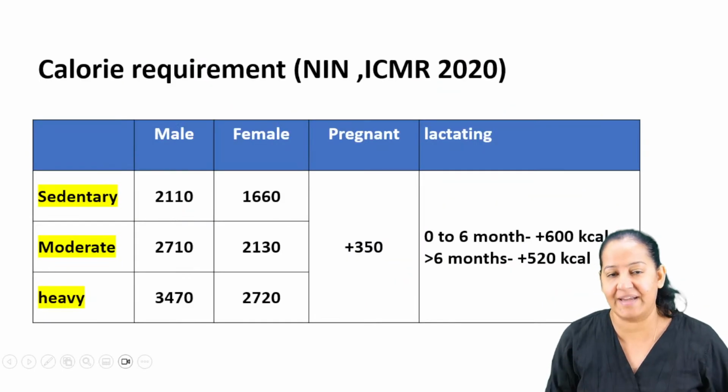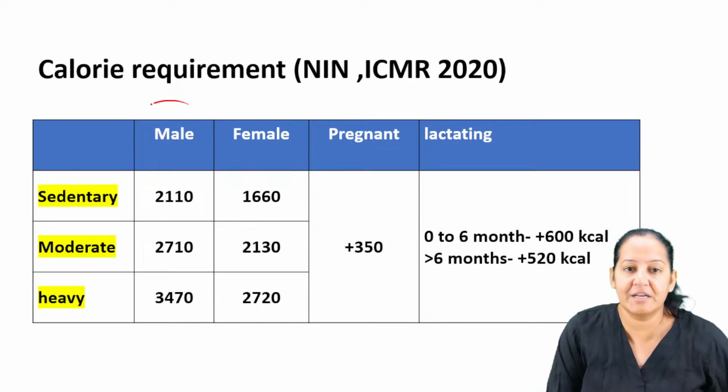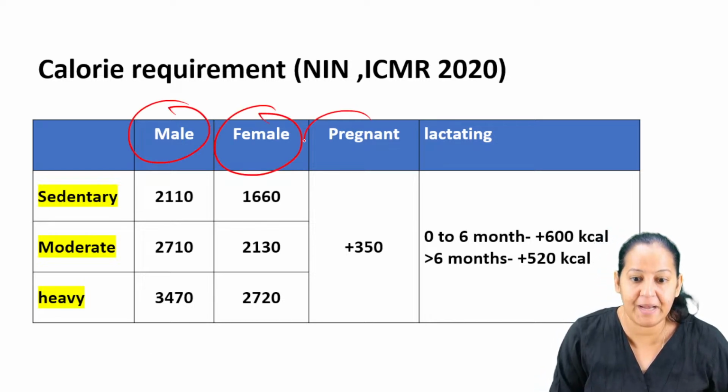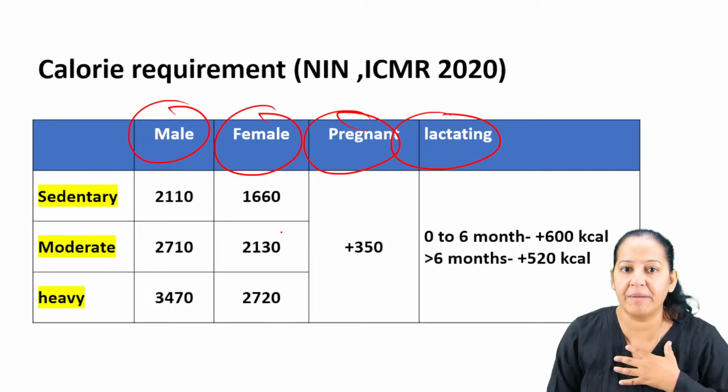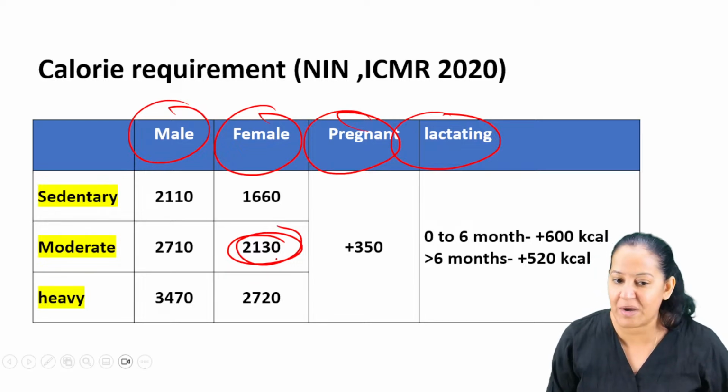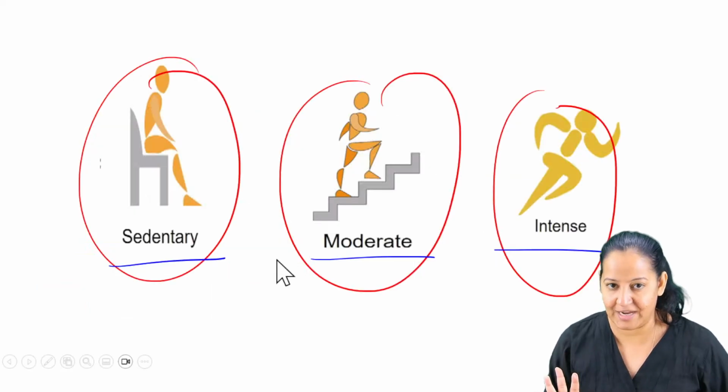So first you decide your category, you know your gender. Is it male? Are you a non-pregnant female, pregnant female, or lactating female? First you see your calorie requirement. For example, for me, I'm coming in this category, a moderate female who is non-pregnant. My calorie requirement is 2100 in one day. I should eat that.